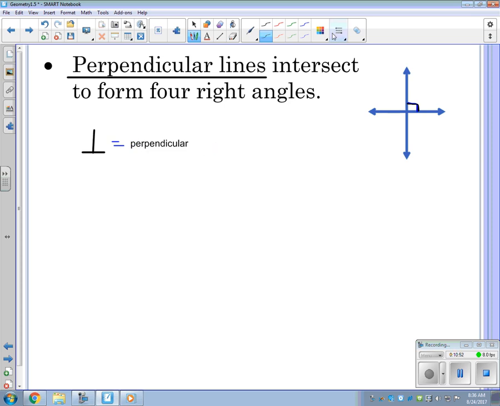And then a thought real quick, if this angle is a right angle, I know this one is a right angle because they're vertical and they have to be the same. And then I would know that this one and this one are also 90 because these two are a linear pair. They have to add up to 180, and if you do 180 minus 90, you're going to get 90. So you don't have to label all of them, because if one of them is 90, it's guaranteed that all 4 of the corners will be 90.